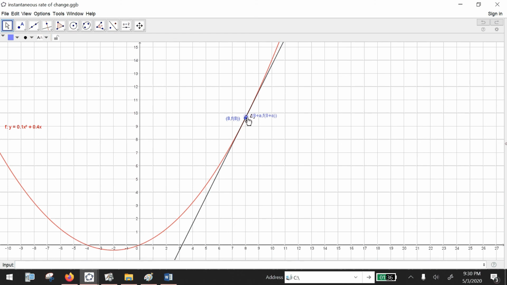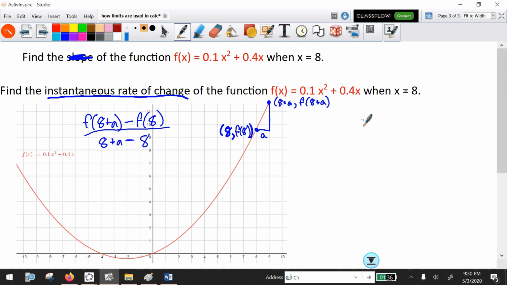So what is A getting closer and closer to as I make this smaller and smaller? Hopefully you've realized this. A is getting closer and closer to 0. So we're actually finding the slope between these 2 points as A approaches 0.